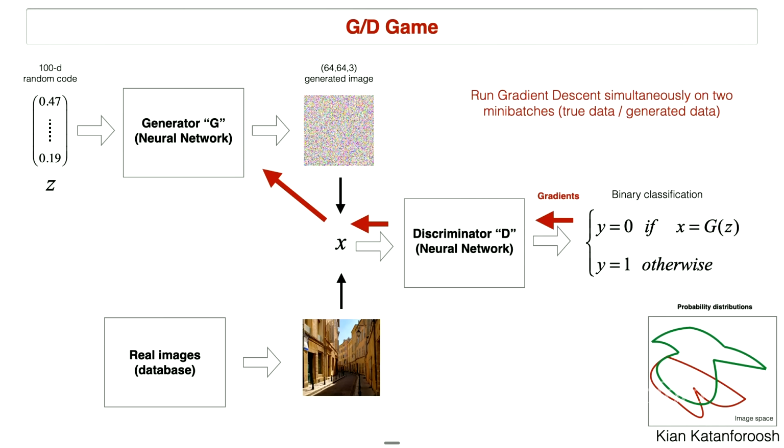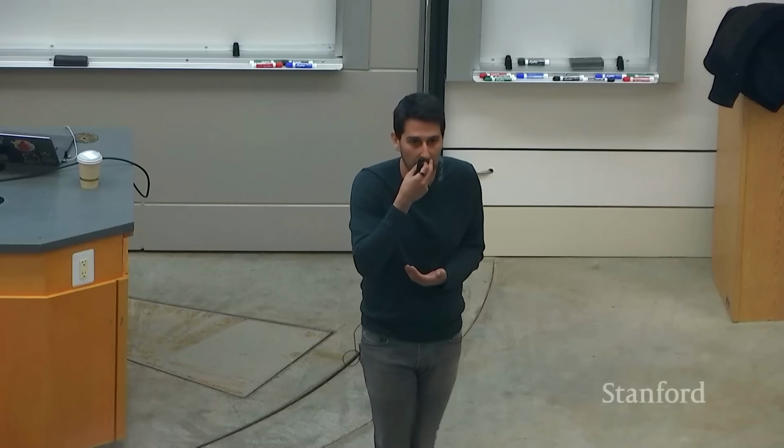You run gradient descent on mini batches simultaneously until you get the distributions to match. How can you tell? You can probably tell by seeing the discriminator completely fooled or the generator starting to output really realistic images.